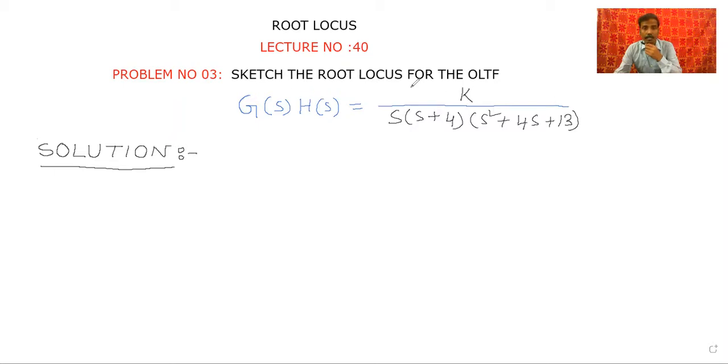Draw the root locus for the open loop transfer function G(s)H(s) = K / [s(s+4)(s² + 4s + 13)]. So our problem number 3 is the open loop transfer function G(s)H(s) = K / [s(s+4)(s² + 4s + 13)]. Draw the root locus and determine the stability of the system. Solution. First, step number 1.